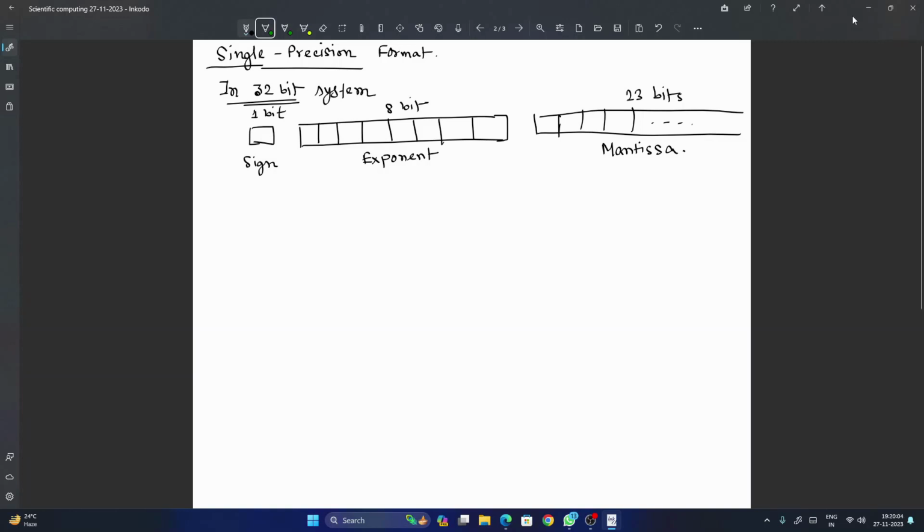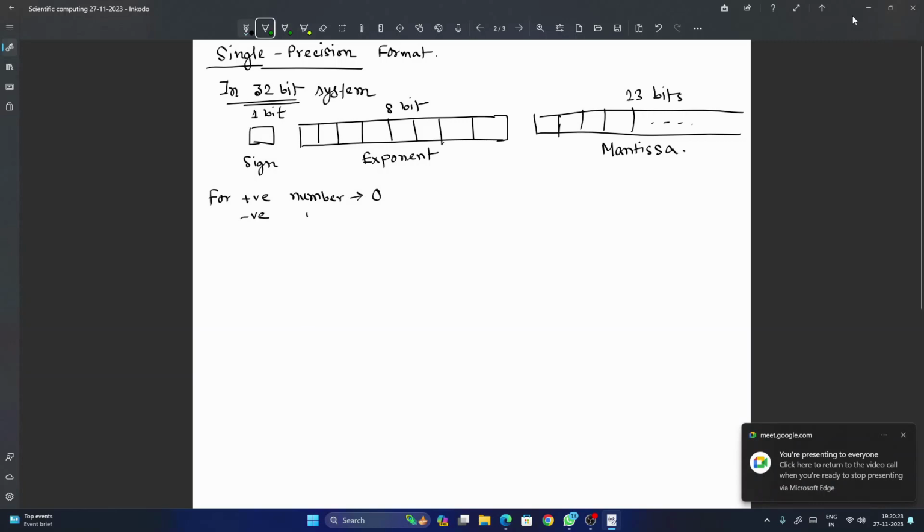So if it is a positive number, what is the sign bit? Is there anyone who can say that? What is the sign bit for a positive number? Positive is 0, negative is 1. For a positive number it will save 0 and for a negative number it will save 1.